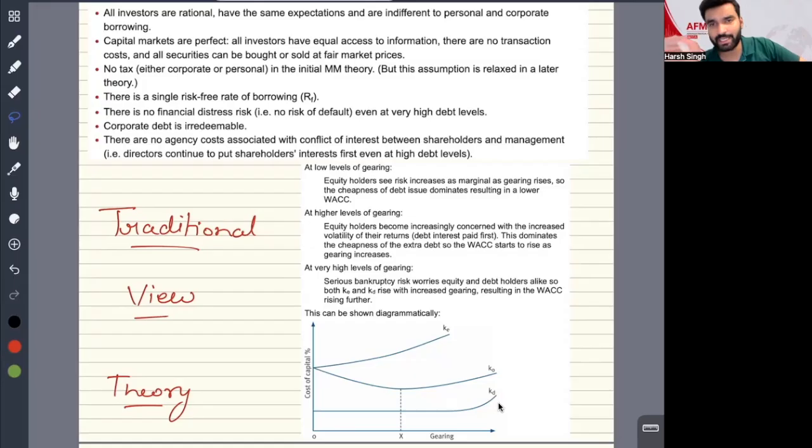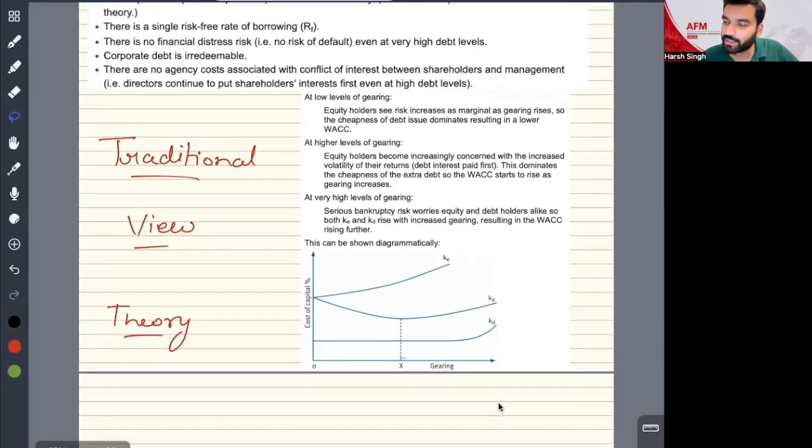At a low level, debt is constant and the cost of equity does not go up that much, so overall your cost of capital falls. Then you reach an optimum level, which is called point X. But we can reach it using trial and error only. This is the problem with this theory as well. We cannot directly reach there. So just read this once, everyone.